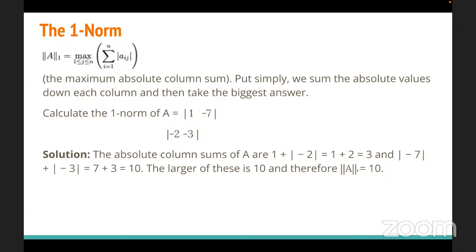Okay, so now the first type of matrix norm I want to talk about is the one norm, which is the maximum absolute column sum. Simply, we sum the absolute values down each column, then we take the biggest answer. For example, look at this matrix I have here. Ignore my formatting. So we have a matrix 1, minus 7, minus 2, minus 3. This is a 2 by 2 matrix. Now, what we simply do is sum the absolute values down the columns. That is, we sum the absolute value of 1 and minus 2.